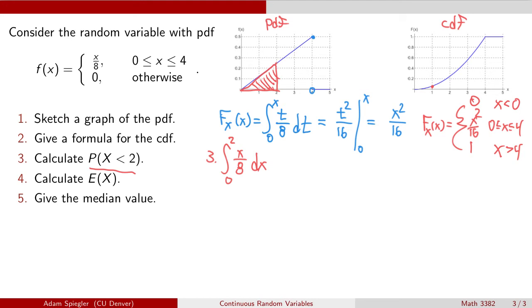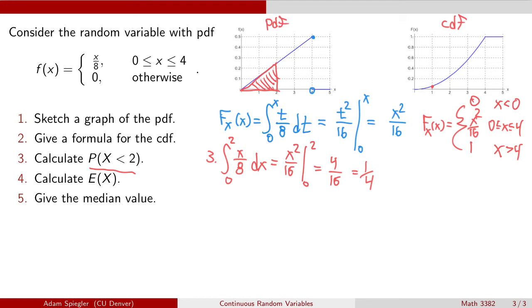We could calculate that area doing 1/2 base times height, or we could calculate the antiderivative and then evaluate the difference from 2 to 0. So this would give us 2 squared over 16 minus 0. So we actually get 1/4.